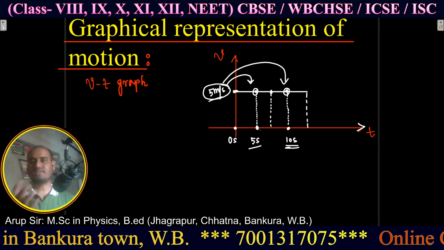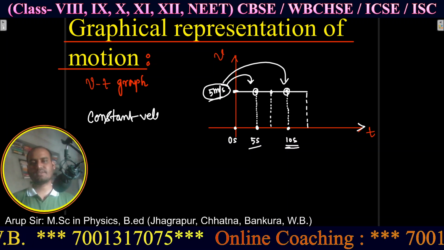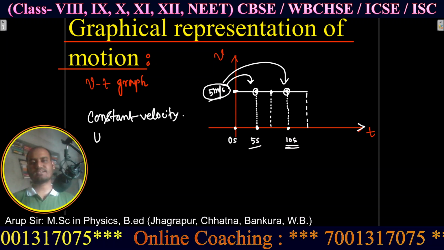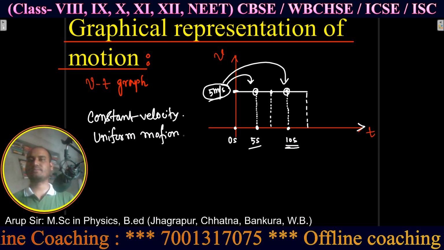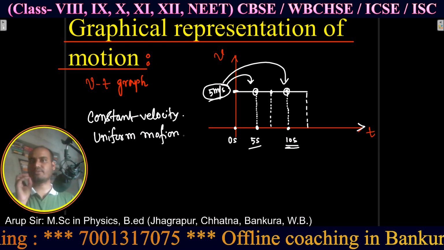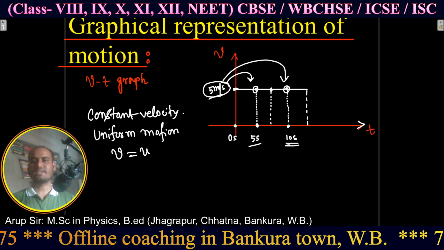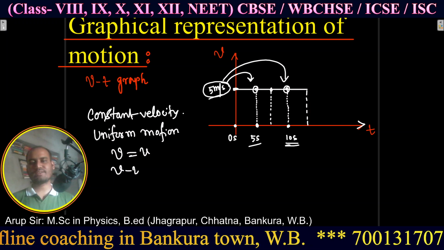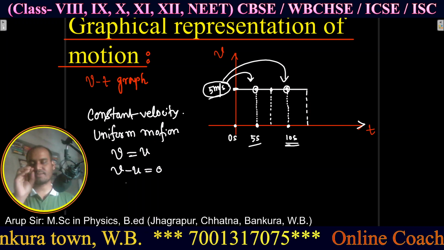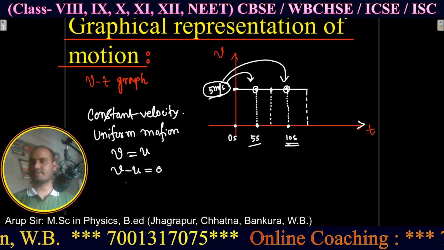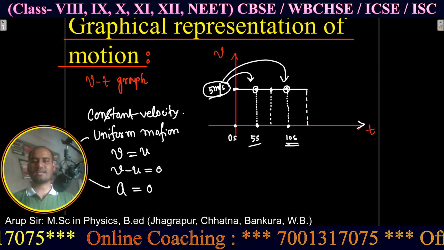What is happening? Then this is known as constant velocity. Or it is also known as uniform motion. Uniform motion means velocity is not changing. Where velocity is not changing means v is equal to u, final velocity and initial velocity are the same. If these two are the same, then their difference v minus u will be 0. The change of velocity is 0, then acceleration is also 0. No change in velocity, so acceleration is 0. In case of uniform motion, acceleration is 0.